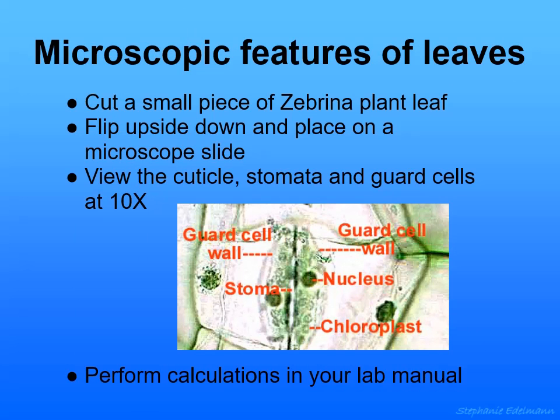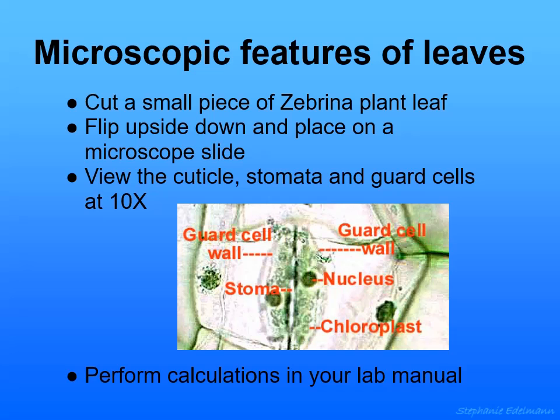When we're in class, we also use a Zebrina plant leaf. On the underside of leaves, plants have stomata, which are what they use to breathe and to inhale CO2 and exhale oxygen. Interestingly enough, that's on the underside, and it's an opening that opens and closes, and guard cells on the wall control the opening and the closing.